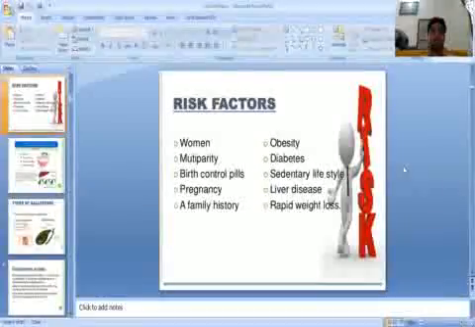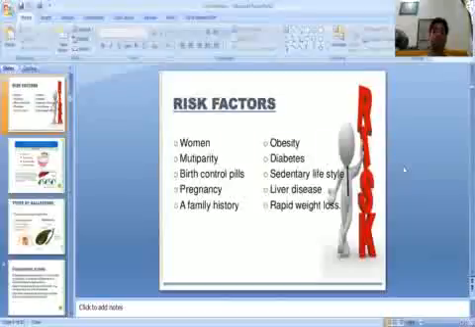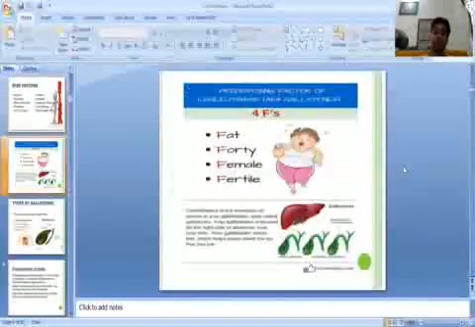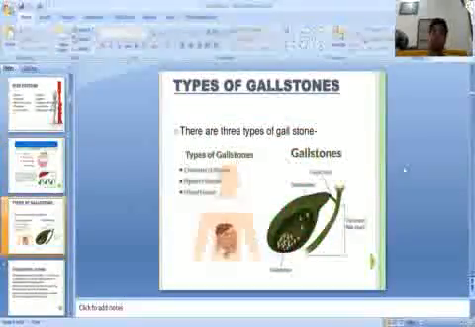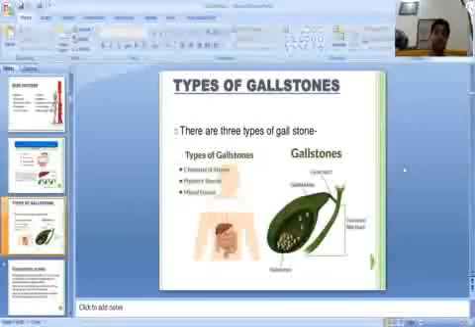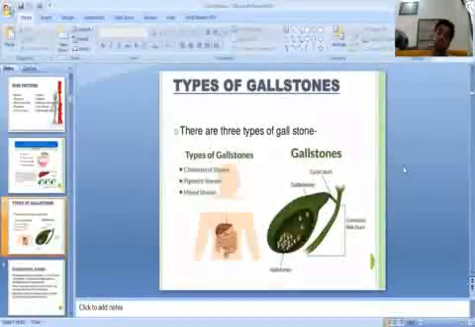These are the risk factors: multiparity, birth control, pregnancy, family history, obesity, diabetes, etc. The predisposing factor of lithiasis is the 4F: 40, female, fertile. Fertile females over 40 have higher chances of this. Types of gallstones: there are three types, cholesterol stones, pigment stones, and mixed stones.